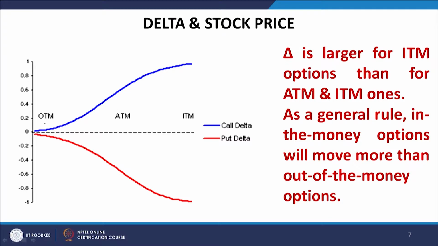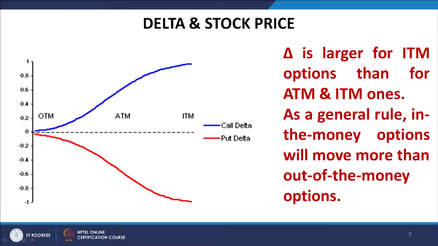Therefore, the inference is that as the stock price increases, the value of d 1, and therefore the value of phi of d 1, and therefore the value of delta also increases. You can see from here that the value of delta of out of the money options is close to 0, and the value of delta of in the money options is close to 1. The delta for call options ranges from 0 to 1, and delta of put options ranges from -1 to 0. As a general rule, of course, in the money options will move more than out of the money options, because their delta is higher. So, naturally, their sensitivity to the price of the underlying is also higher.